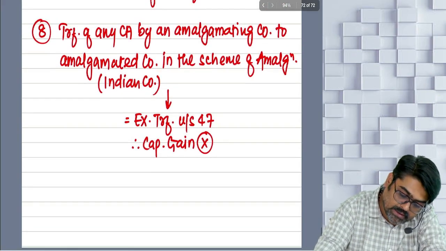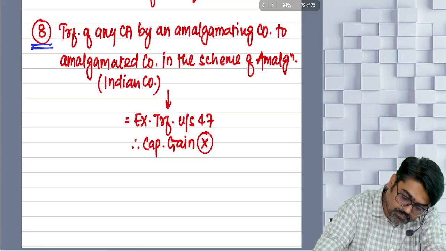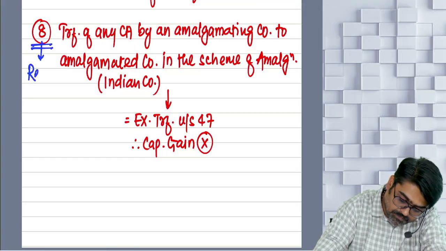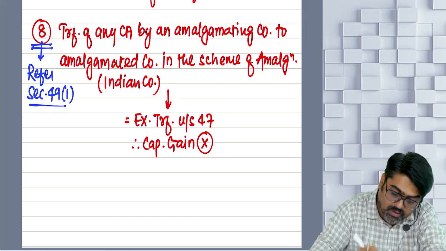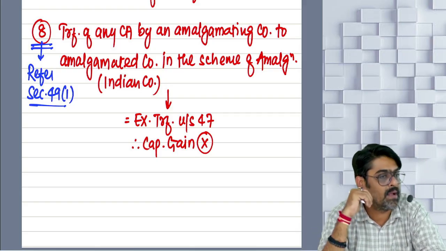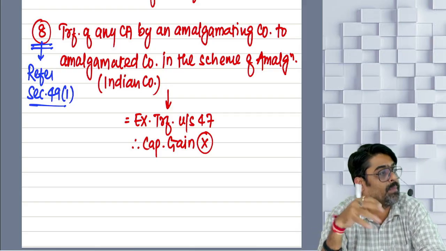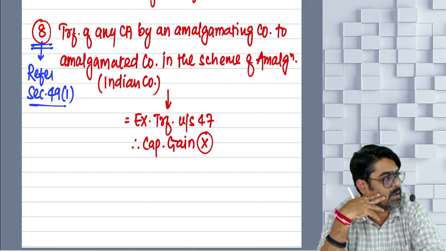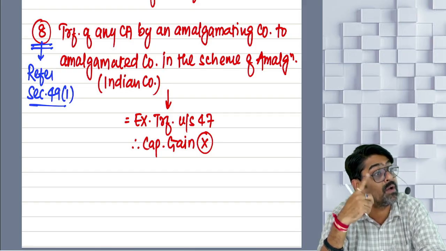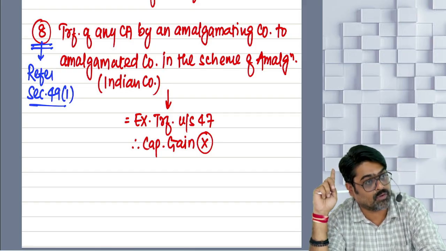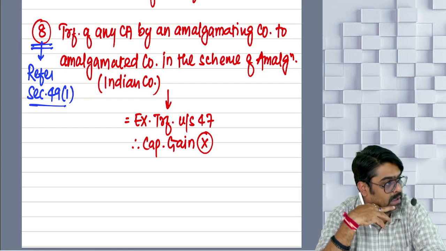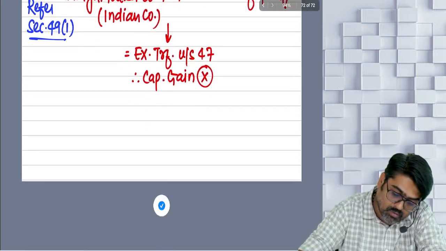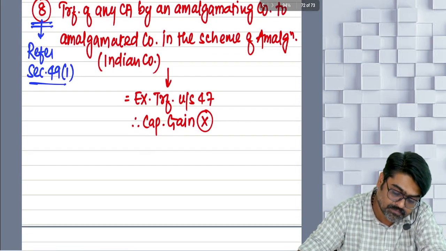Next one. Here, sir. Here also what do you have to refer? Refer section 49(1). So later on, when the same assets are sold by the amalgamated company, what will be the cost of acquisition in the hands of the amalgamated company? The cost of acquisition in the hands of the amalgamating company, the previous owner, will be deemed to be the cost in the hands of the amalgamated company. Yes or no? Now, have you heard about demerger?